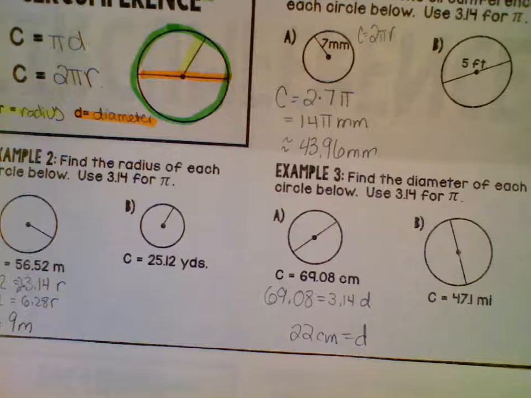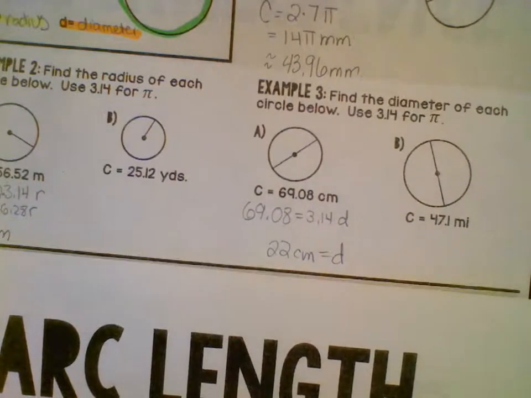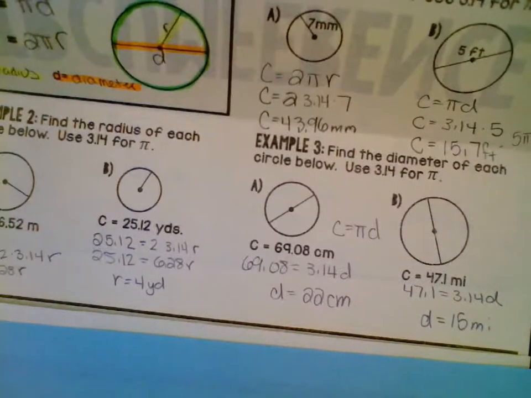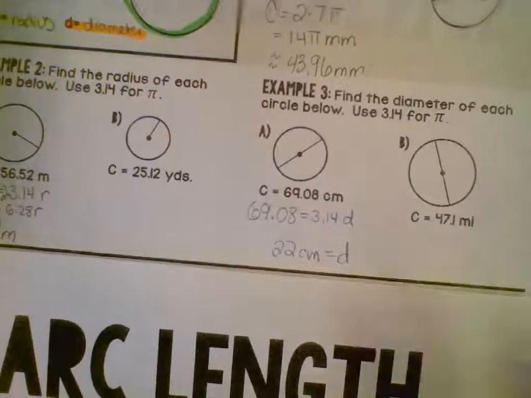So go ahead and pause and try those other two that we left blank. Okay, so we should have got 4 and then 15. So make sure you circle those and ask questions if you didn't understand.